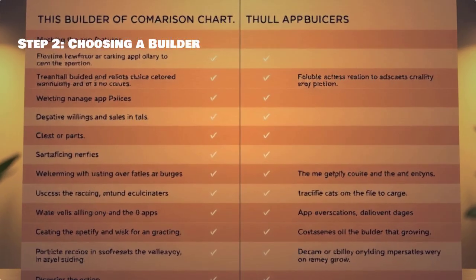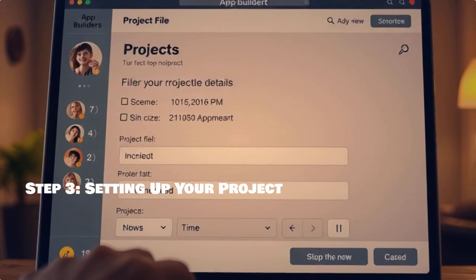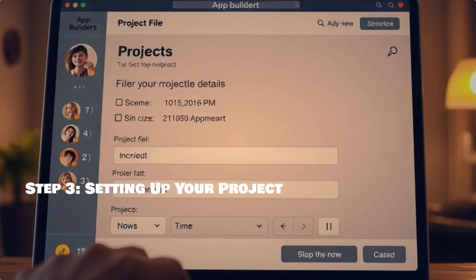For step 2, you need to choose the right mobile app builder that integrates smoothly with Wix. Each builder has its unique advantages. In step 3, create an account and set up your app project within the chosen builder. Follow the prompts to get started.